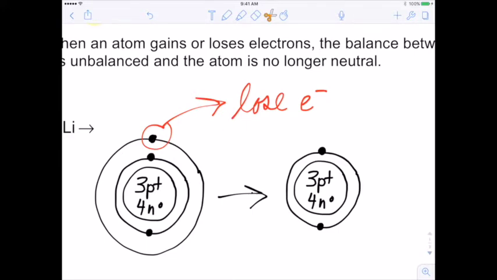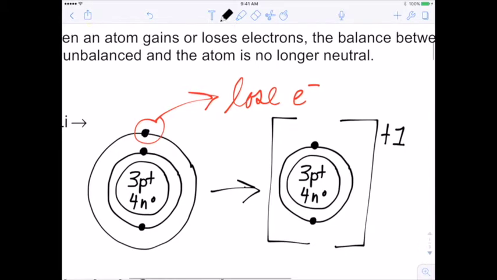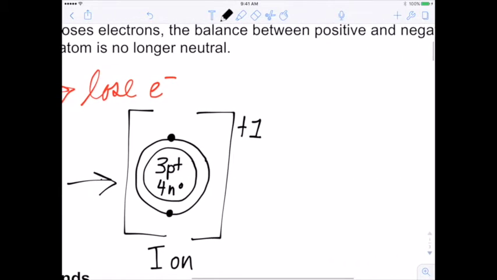Since electrons are negatively charged, and we've lost a negative charge, then the overall resulting charge is going to be positive. So if you lose 1 electron, you become positive by a charge of +1. Whenever an atom or a molecule has gained or lost electrons, it is what we call an ion. So this is an ion of lithium. So we call it lithium ion.